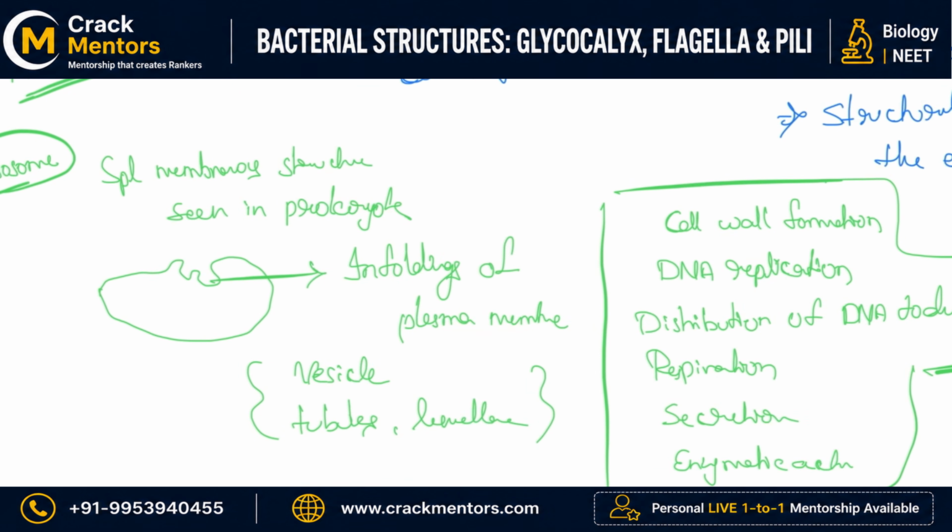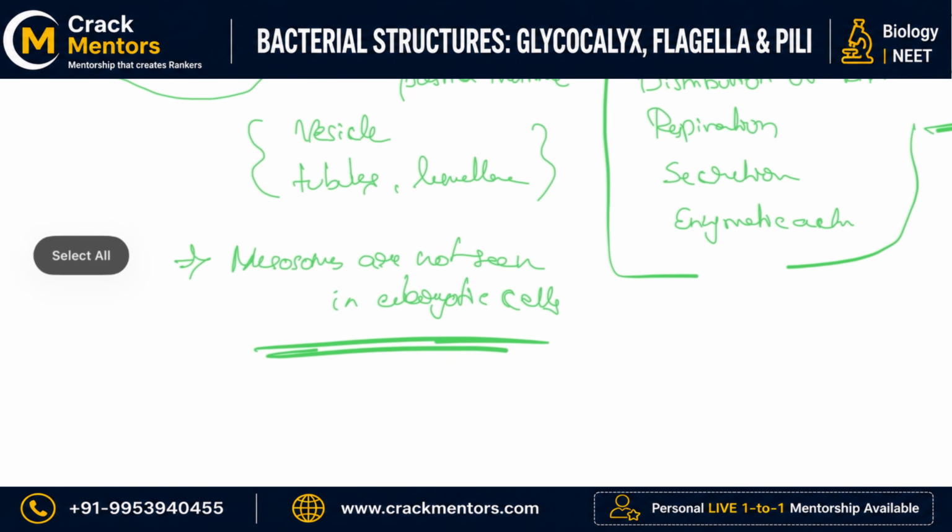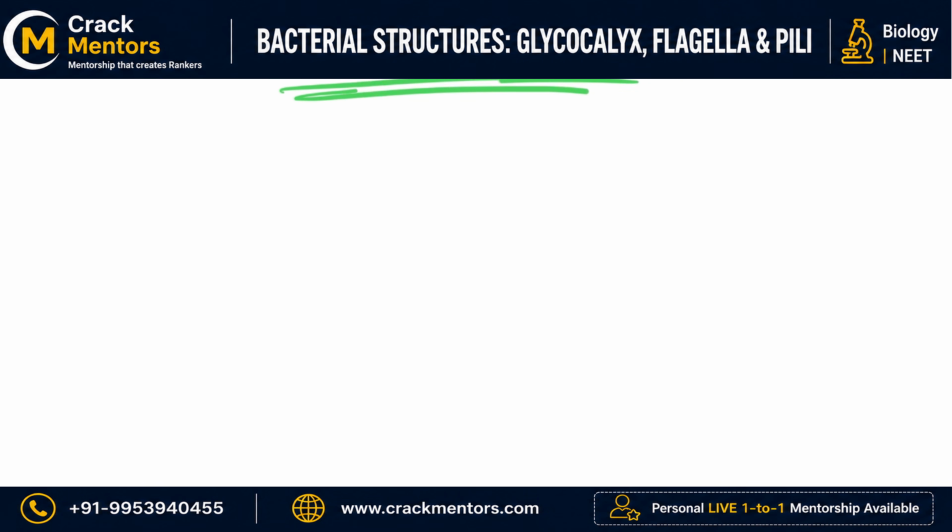Other thing to remember about mesosomes is that mesosomes are not seen in eukaryotic cells. They are special membranous folding structures that are seen only in the prokaryotic cells. So after this, the other modification we talk about after mesosome is our chromatophore.